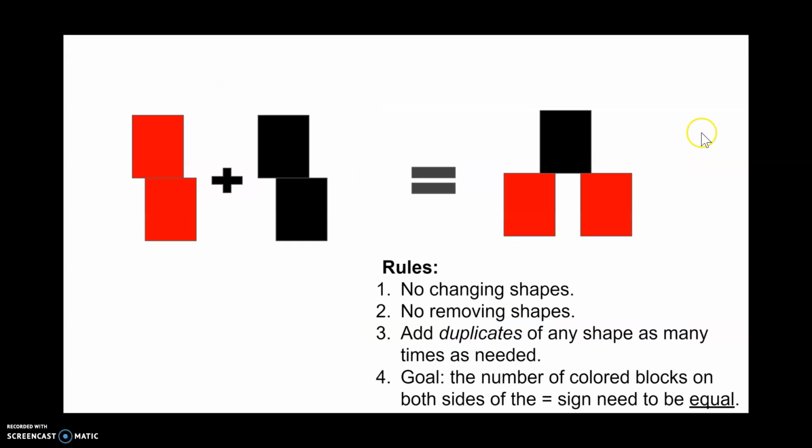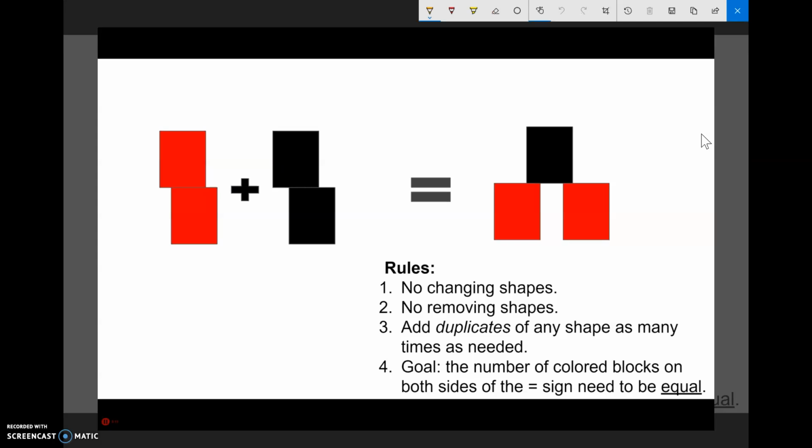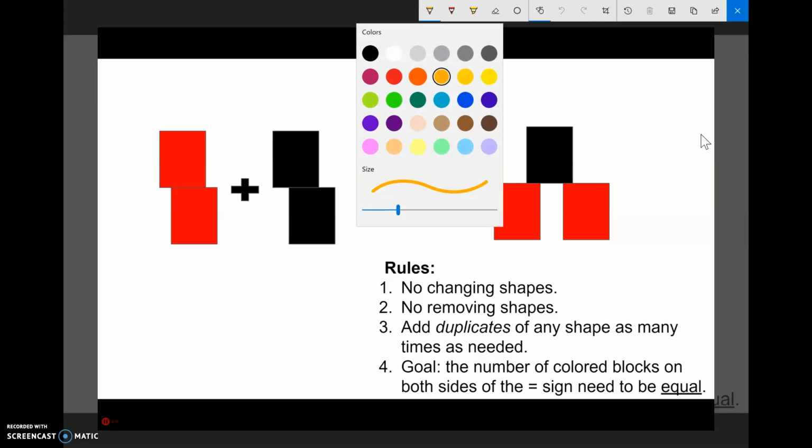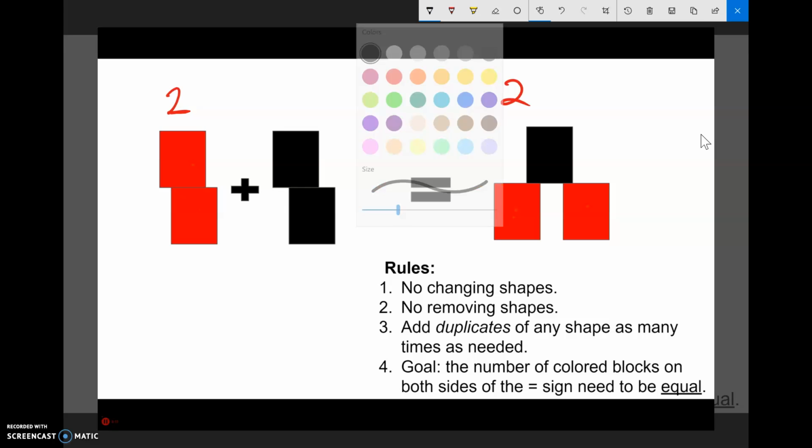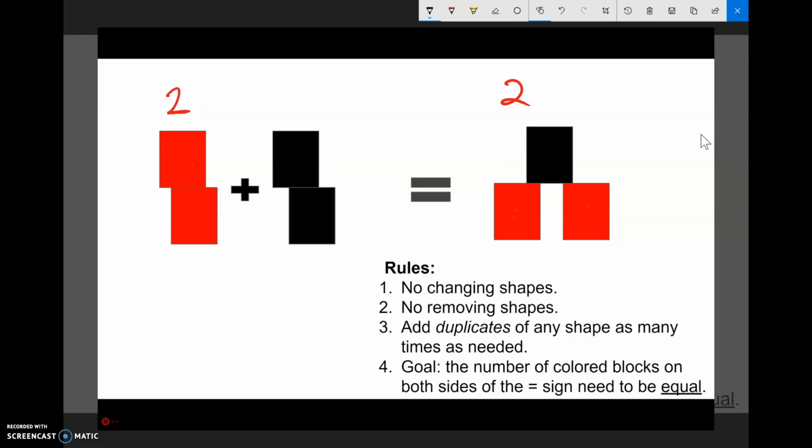Okay, let's do one more. So on this one, we've got 2 reds, 1, 2. And notice that these are connected because the boxes are touching. Okay, on the right side, product side, we've got 2, so that's lovely. On the reactant side, we've got 2 black squares. On this side, we only have 1.